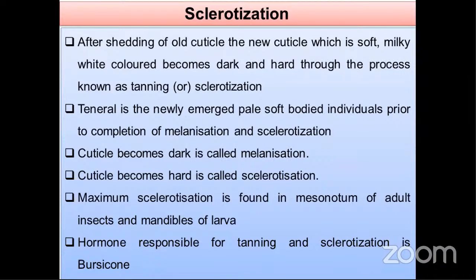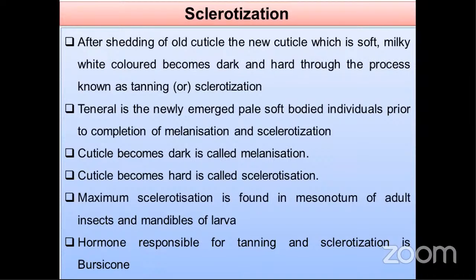If it is dark, we call it melanization. The cuticle becomes so dark. Dark means melanin content. Even some human beings are darker because of this melanin content only. So when the cuticle becomes dark, that is called melanization. If it is hard, we call it sclerotization.